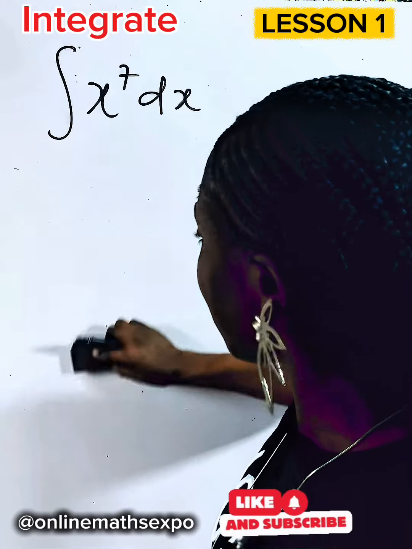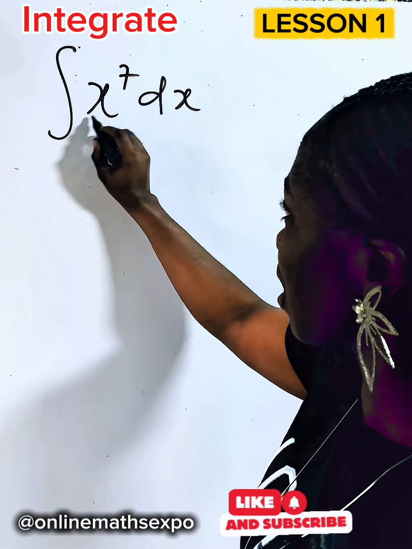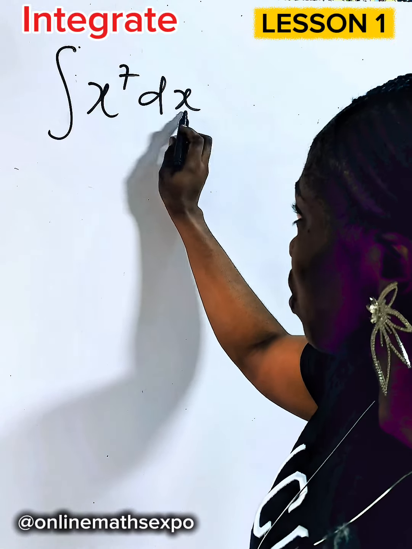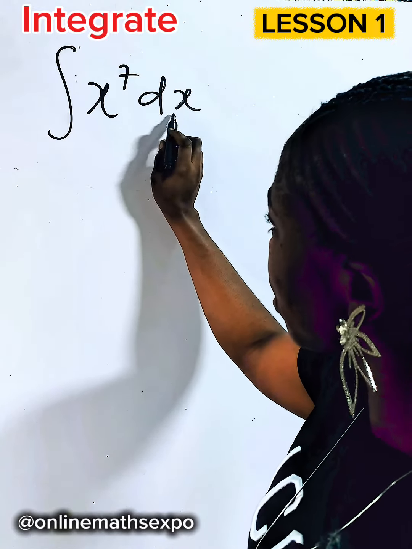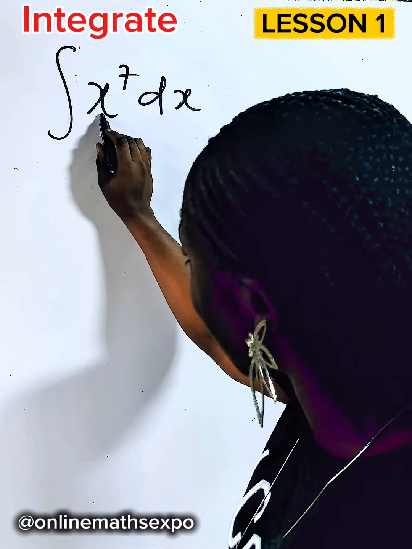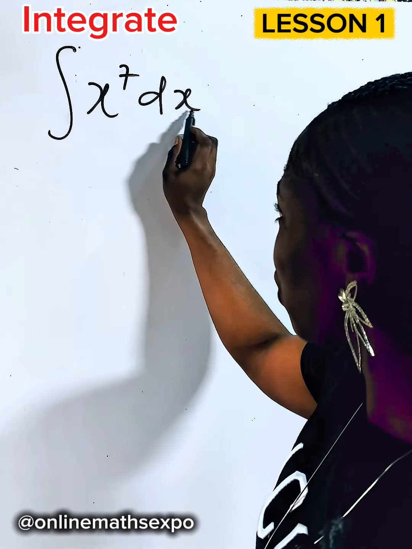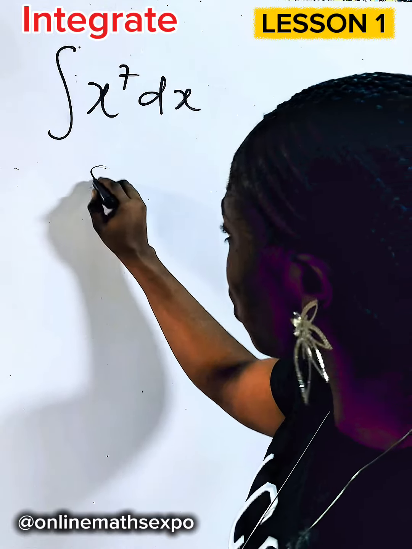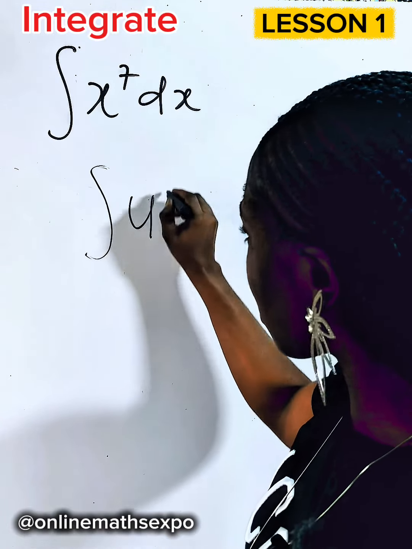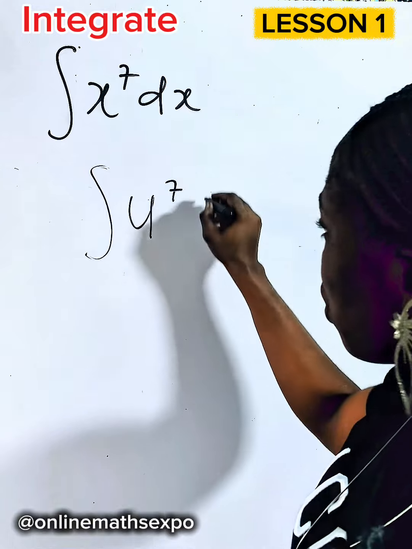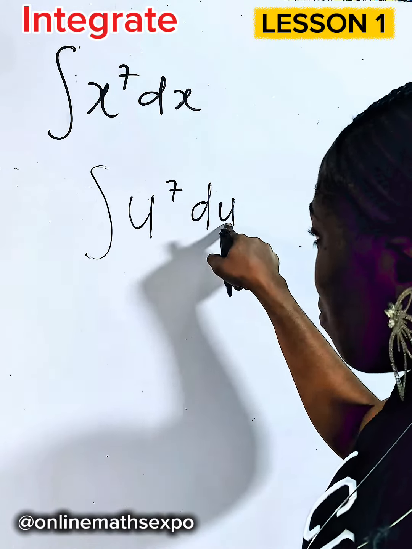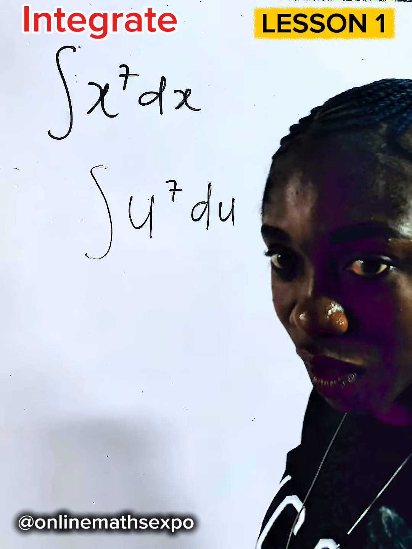Now, to integrate this is integrate x to the 7th power with respect to x. This means with respect to x. We use this because you see that the function here is x. So integrating with respect to x is because here is x. And if I change this to u to the 7th power, I will change this to integrating it with respect to u. So the variable determines what you're integrating with respect to.